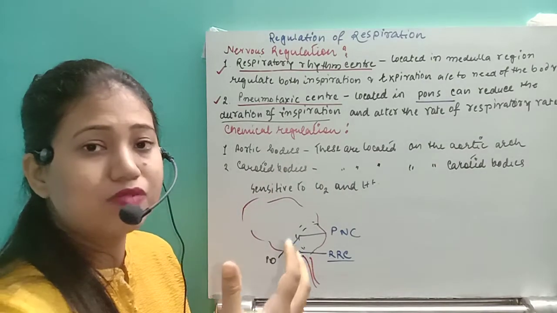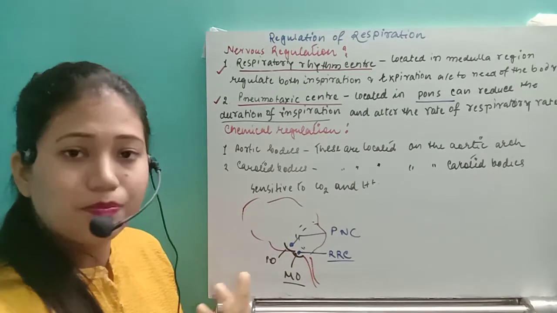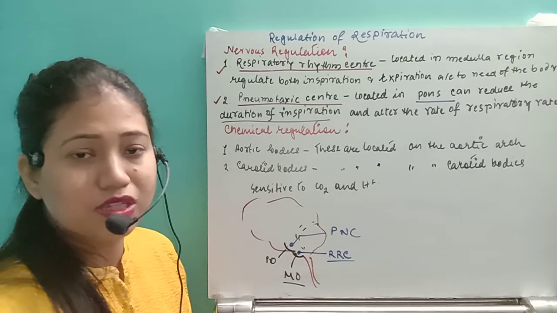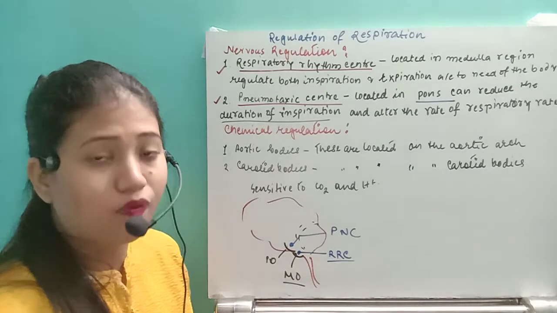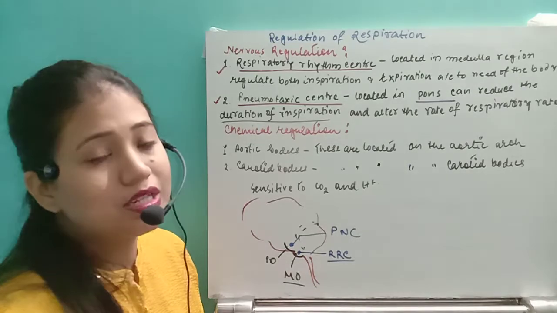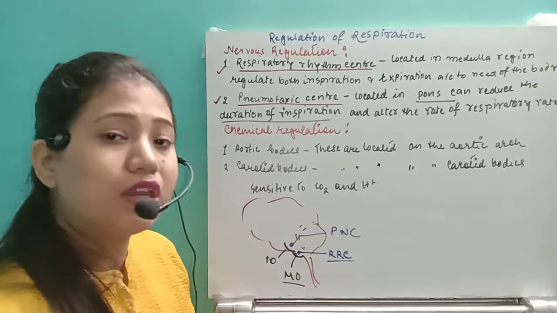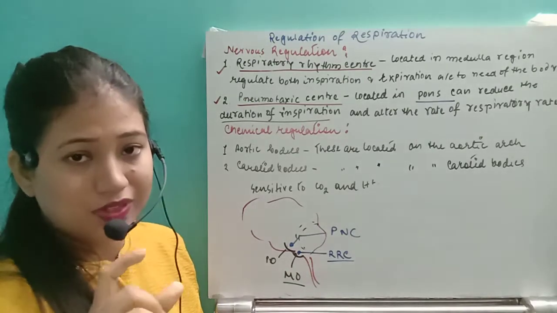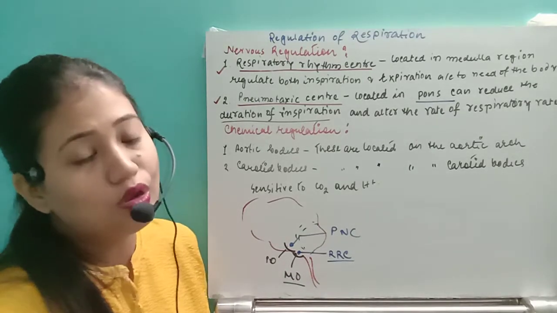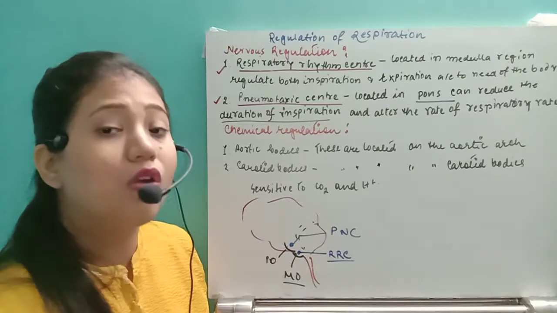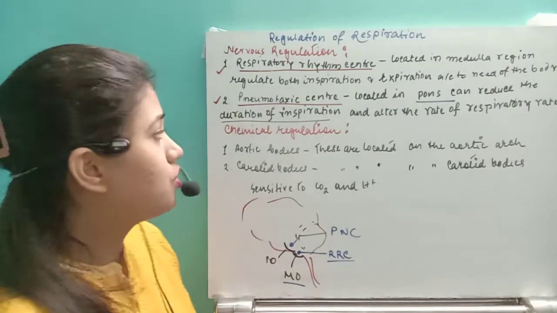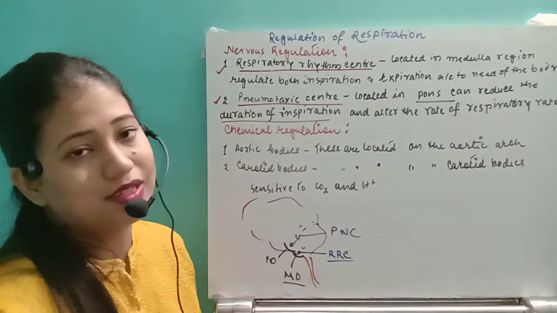inspiration time. That means inspiration will be faster, and will take even 1 second or 1.5 seconds. So this way, whenever we get the oxygen in inspiration in a shorter period of time, the whole rate of respiration will alter, will change, right? So this is the pneumotaxic center.